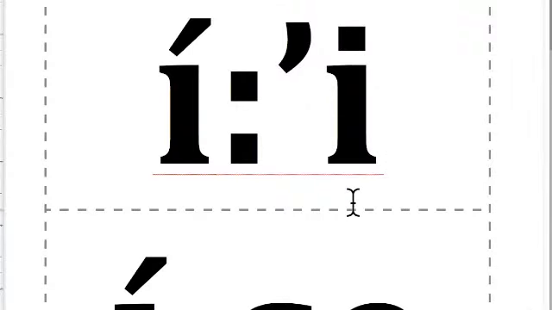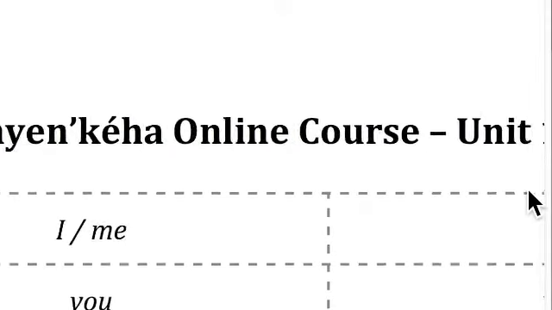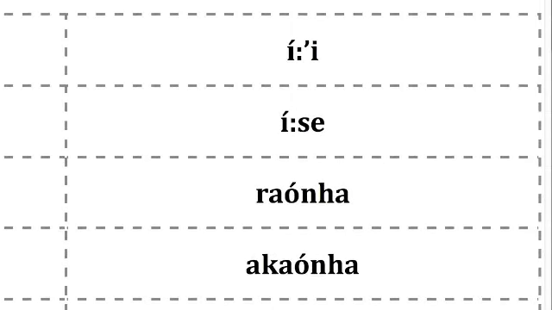Our next word is ize, which means you. So we have a long stress again, followed by an S that makes a Z sound. In Ganyangeha, an S makes a Z sound when it's between two vowels. So we hear ize. Now, our next word is rauha.